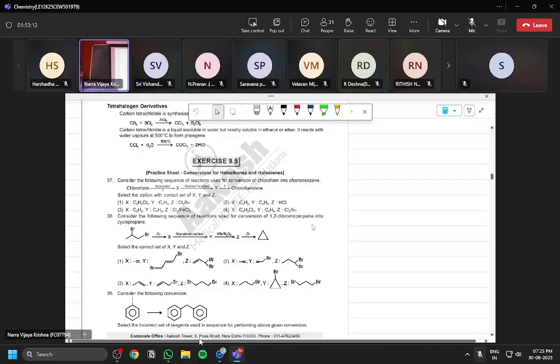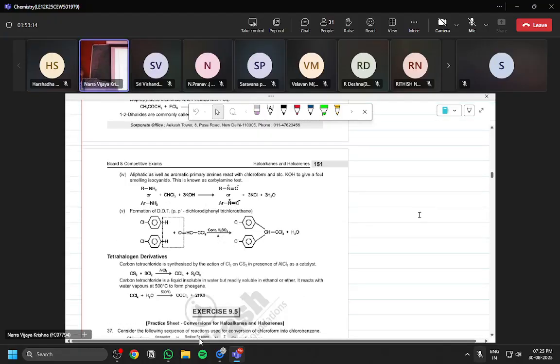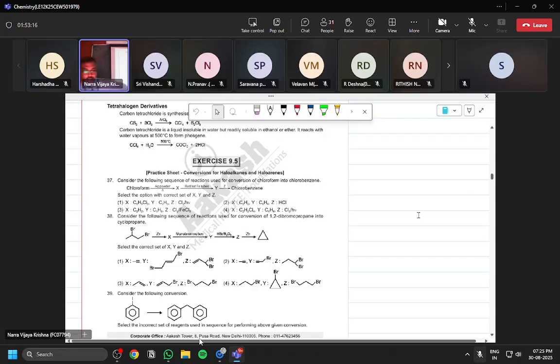See this one? Go to page number 151. Exercise 9.5, question number 37. What they give? Chloroform with silver powder. What you will get? Just now we have seen.